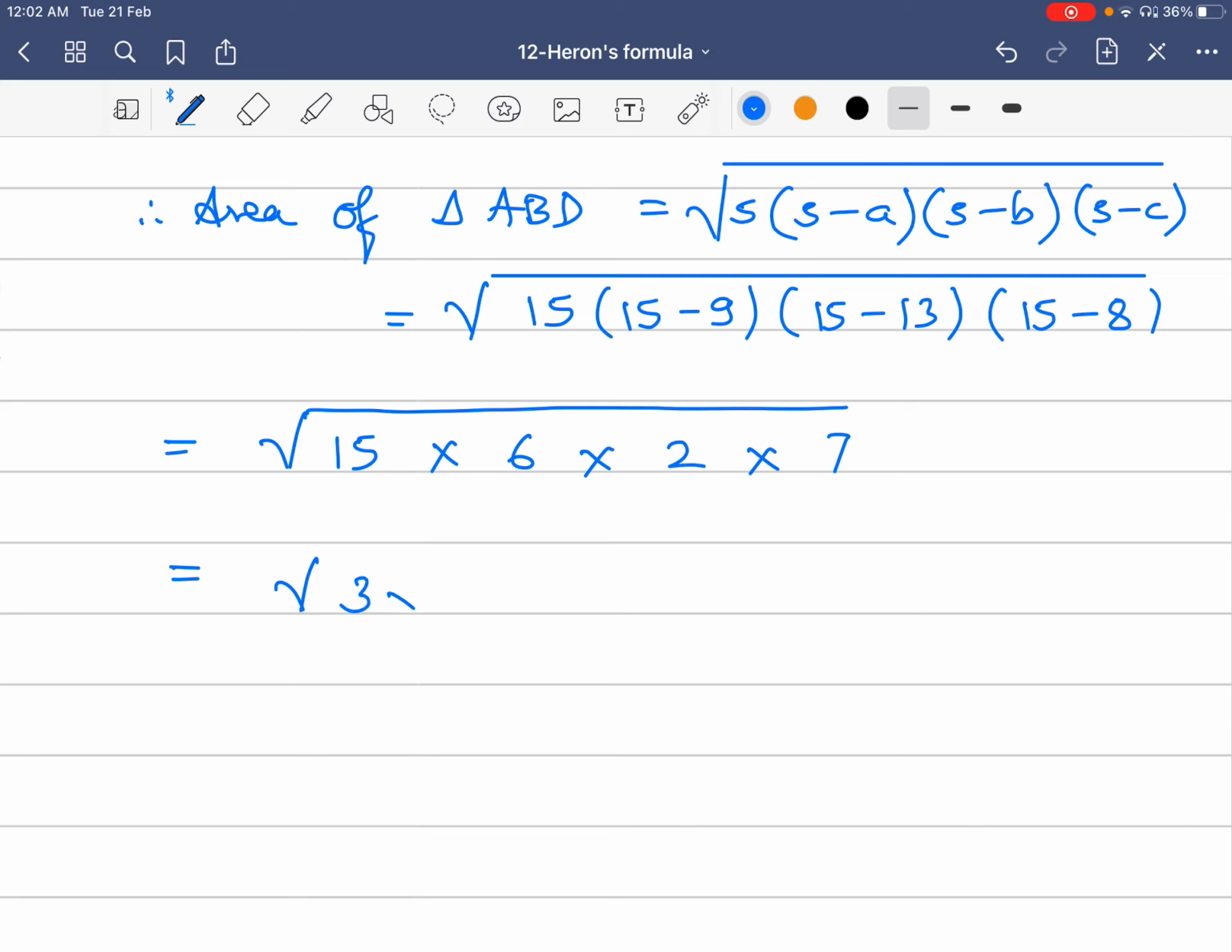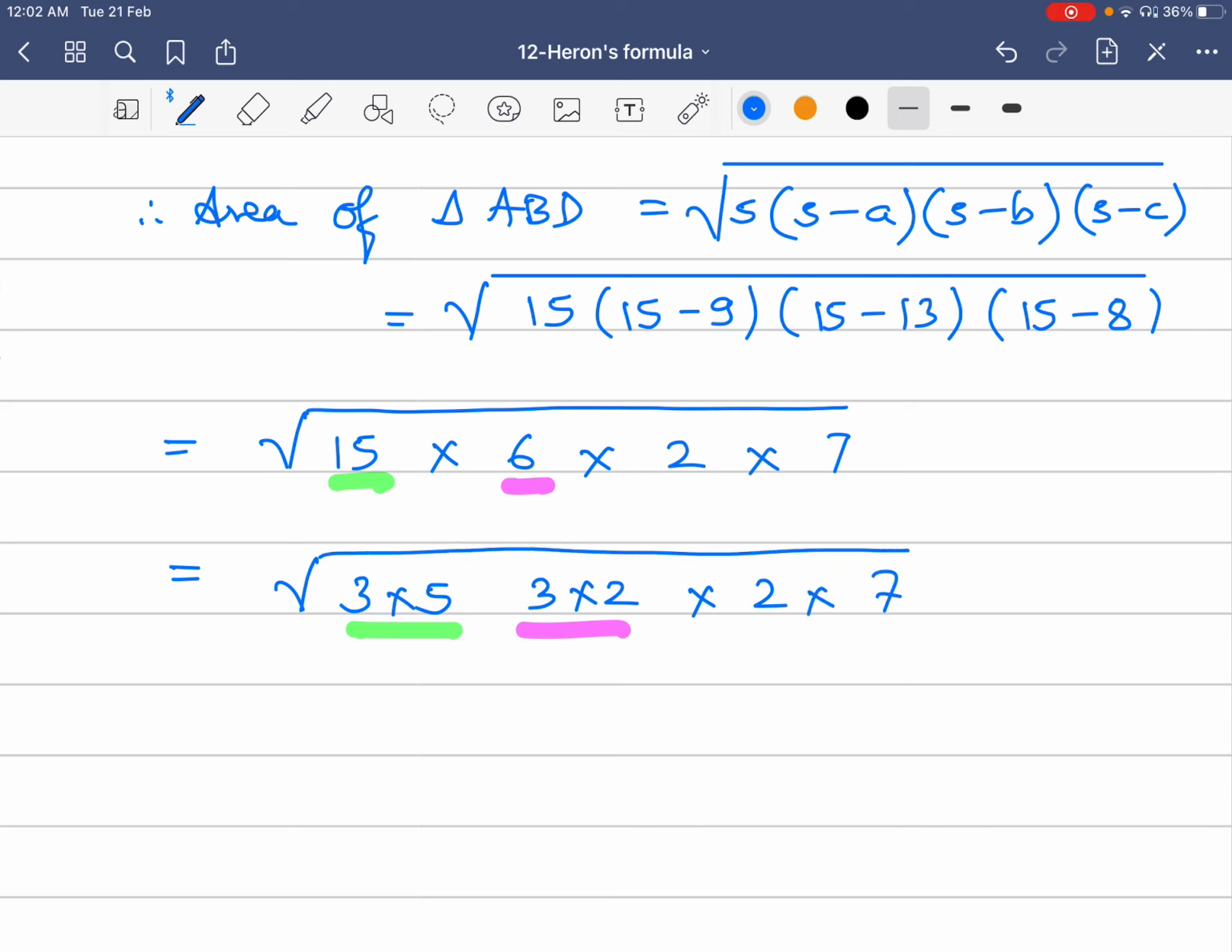So 15 can be written as 3 into 5. Okay, I'm just going to highlight for understanding. This is 15, this is 3 into 5. Then 6 can be written as 2 into 3. So 6 will be 3 into 2. Then 2 will be as it is and 7 will be as it is.